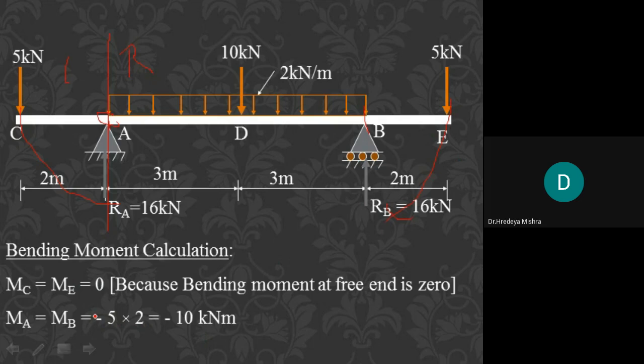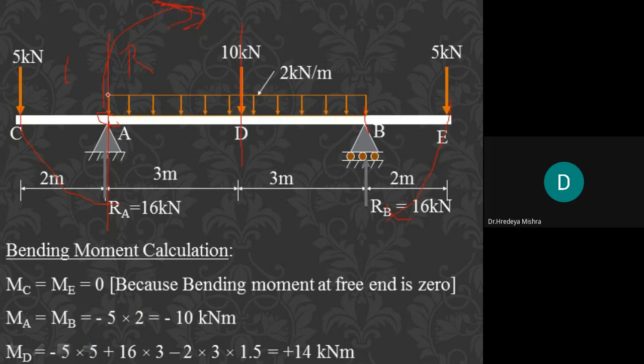Now only the D point is left. Okay, see here. We take this side or we take this side, only one side we consider. Okay, because if we consider both sides, then the value is zero. So we consider only one side. See here, MD equals minus 5 into how much? 2 plus 3, 5.